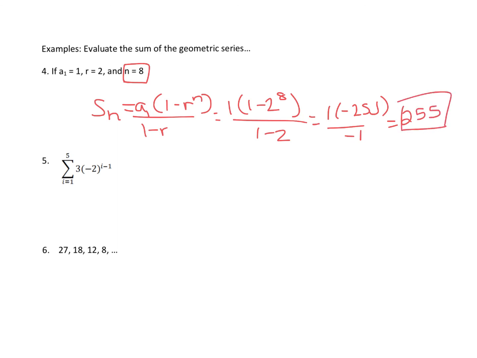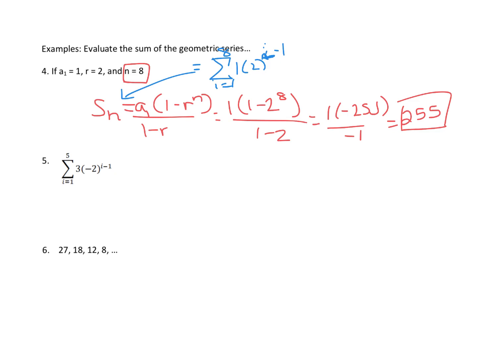By the way, you'll notice in this, I didn't write the summation formula. You can write the summation formula in the middle if you want to. If you did do that, you would have this middle part where you had i equals 1 to 8 of 1 times 2 to the i minus 1 power. That's not necessary. You can write it if it helps you.